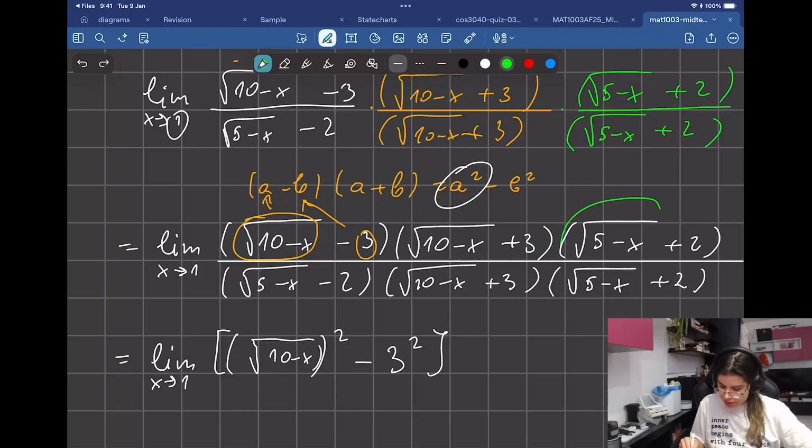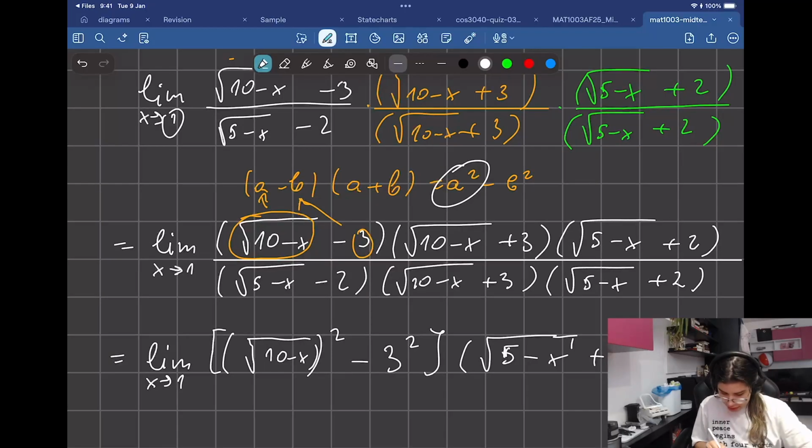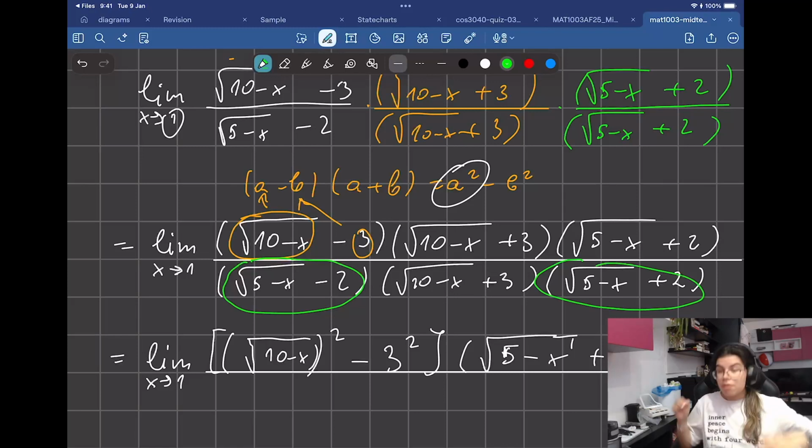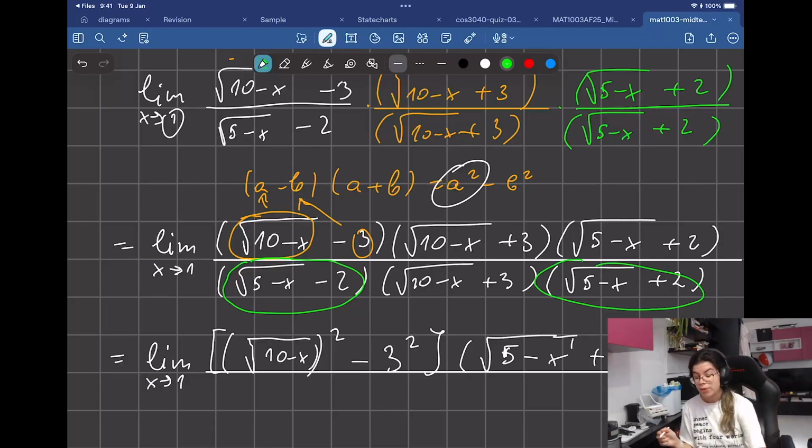And now I still need to copy this part. So I'm going to multiply by square root of 5 minus x plus 2. Okay, in the denominator, I have a similar thing. So look at how I have square root of 5 minus x minus 2 times square root of 5 minus x plus 2. This is the same formula. This is again the difference of squares, okay?